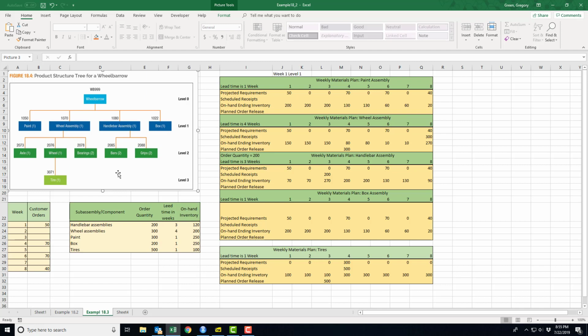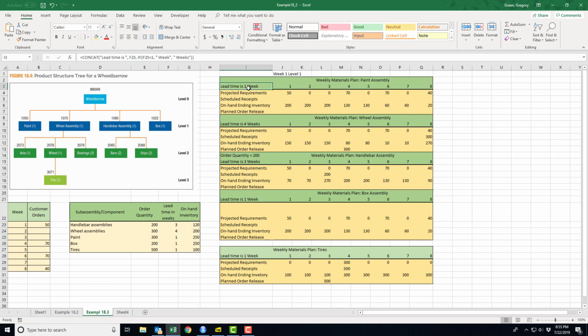Now, at this level 1, I have 1, 2, 3, 4 components, and each of those 4 components are listed here. I have the minimum order requirements, how they come, and I have a lead time. How many weeks does it take to get something to us? And I have here the on-hand inventory. So I've gone ahead and constructed these little boxes.